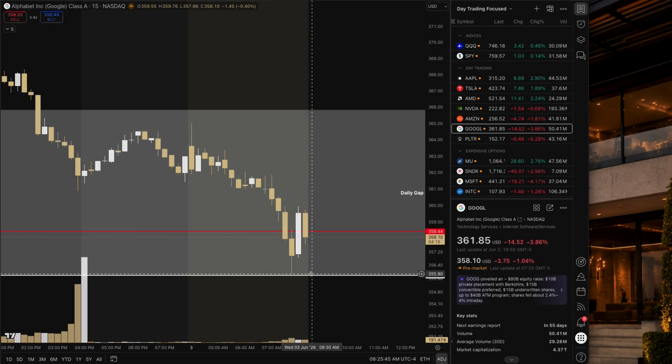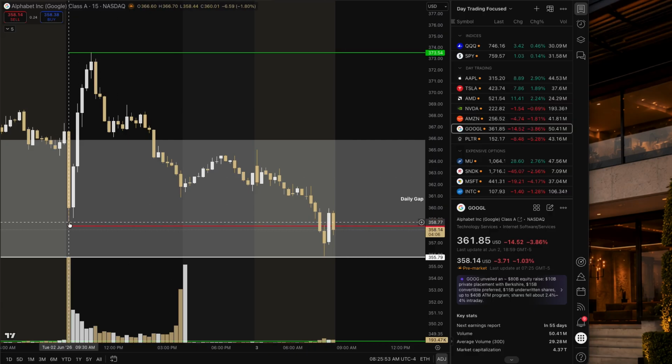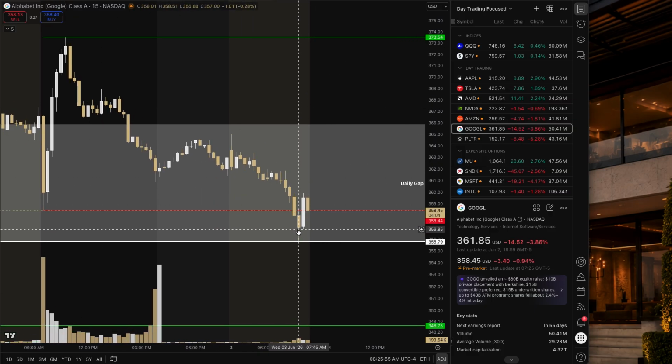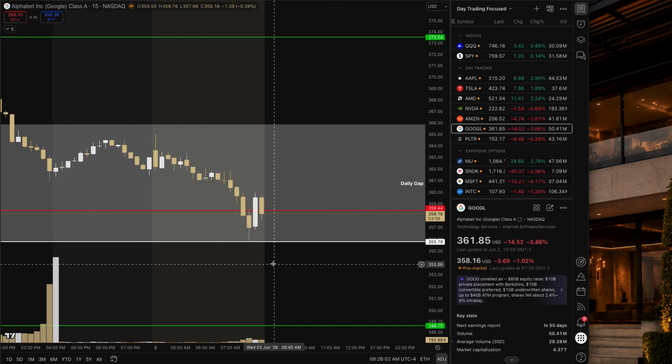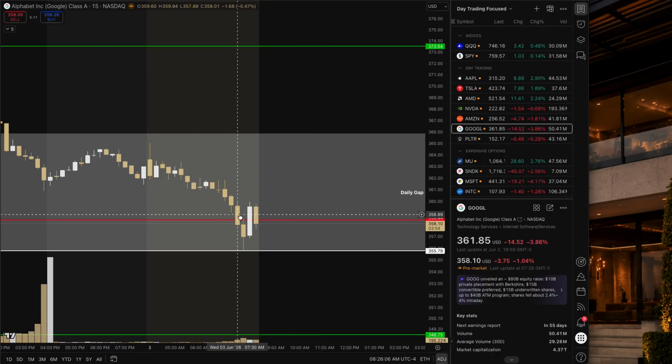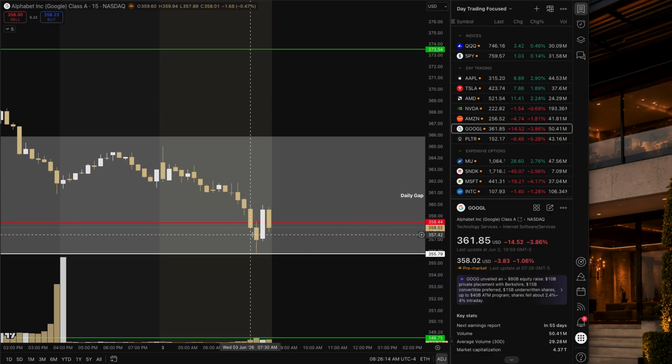If I go on a 15-minute, as you can see, we broke below the previous day low here. Okay, this red line is the previous day low. We broke below, and the gap was filled in pre-market. And now I want to see the reaction, if the buyers are stepping in. If I see strong buyers, then I'm interested in Google for the calls. Okay, so you just have to be careful.